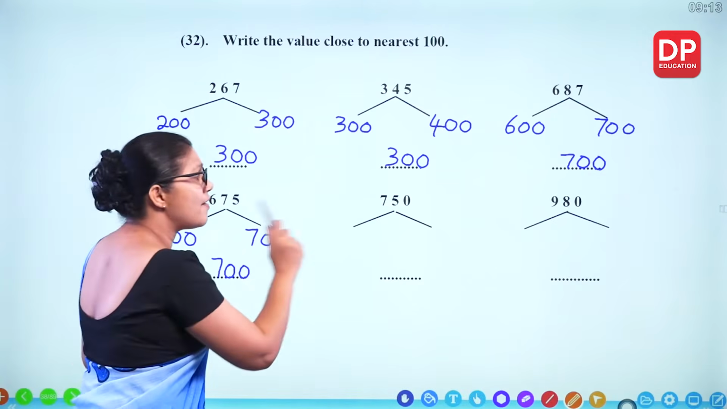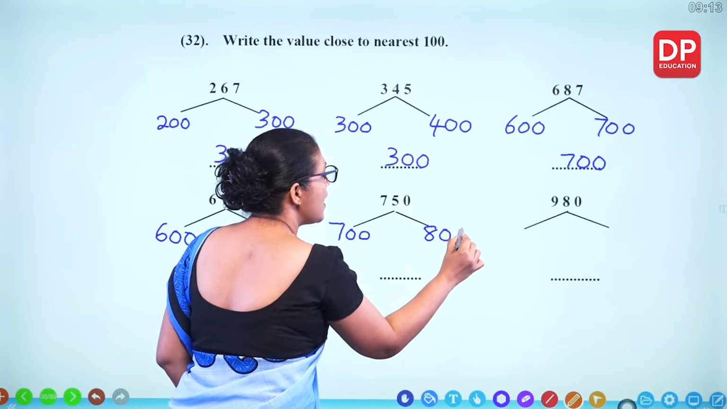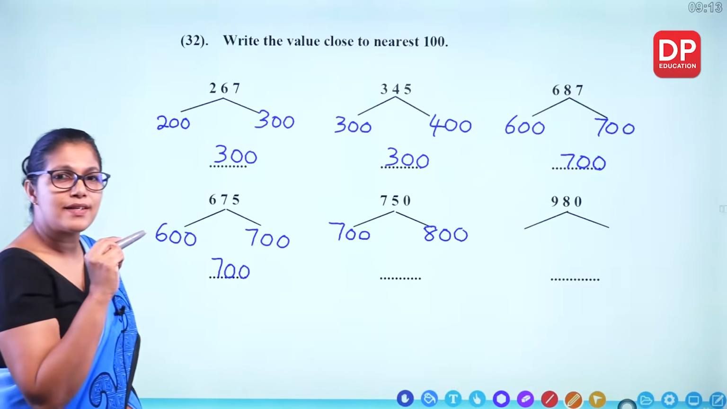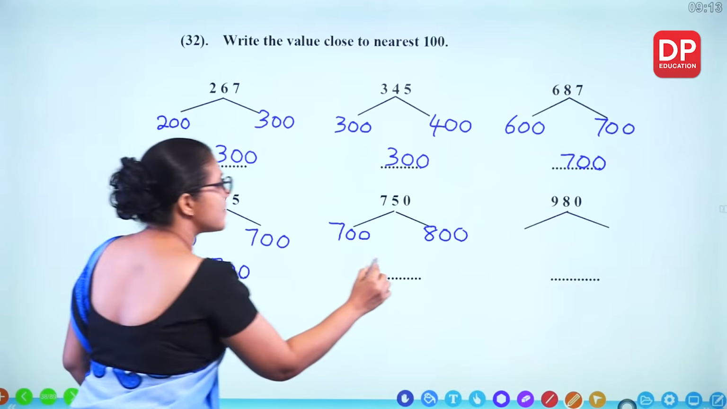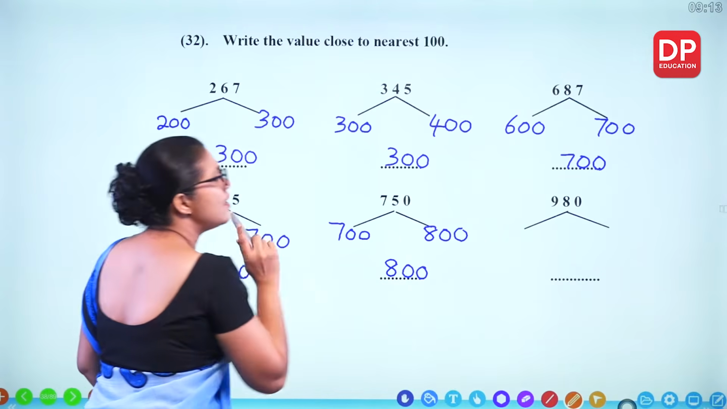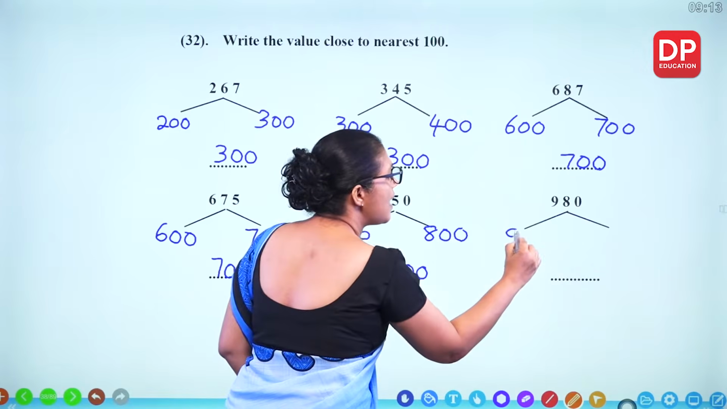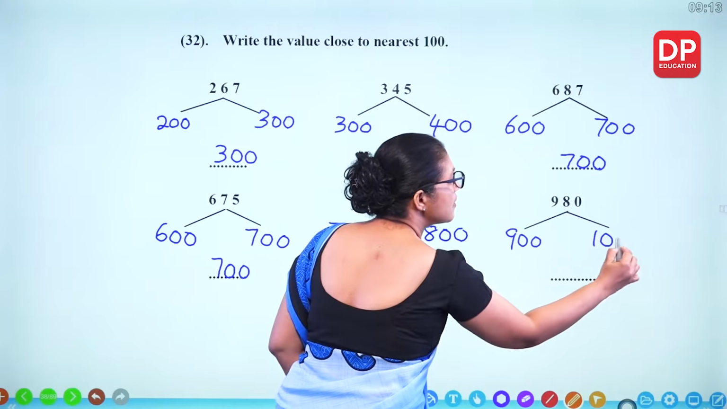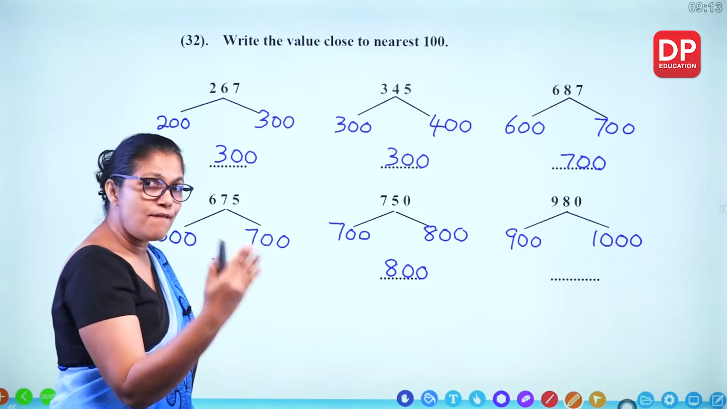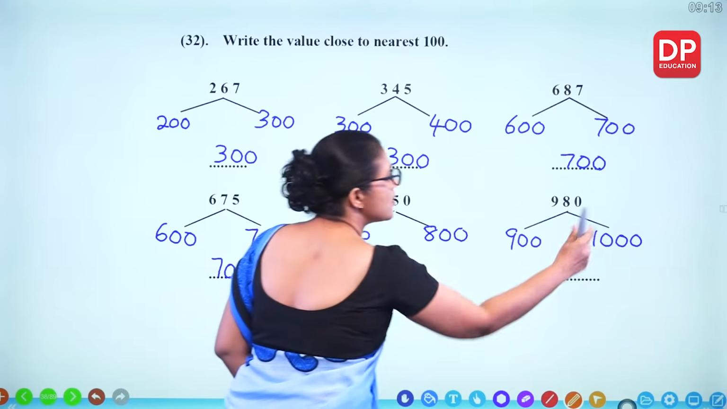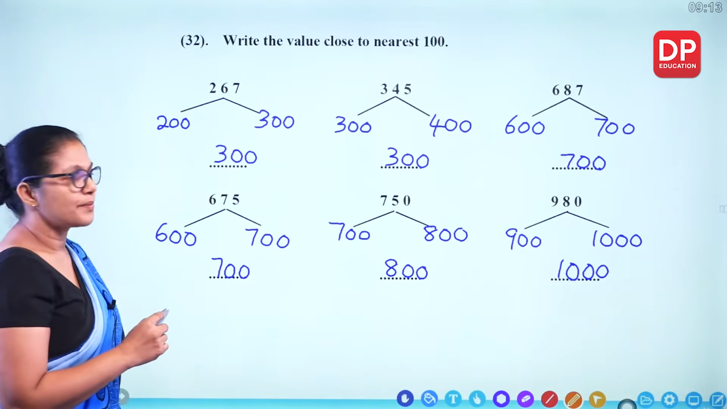Now what happens? 750. That's exactly midway of 700 and 800. So what do we do when you get midway? We take the larger number as the rounded value. So the larger one is the closest one. 980 is in between 900 and 1000. So which one is the closest one? 980 means above 950. So it is towards 1000. So the rounded value is 1000.